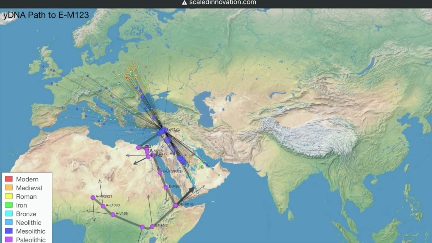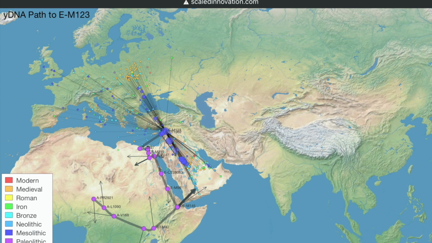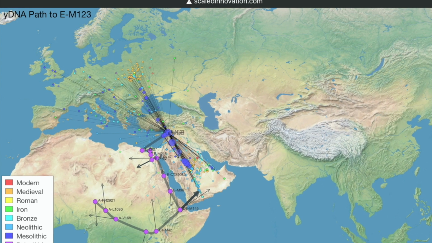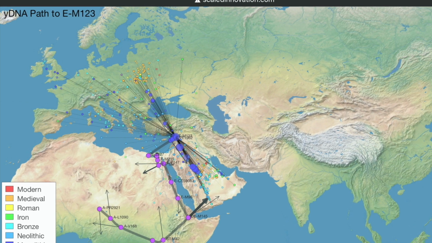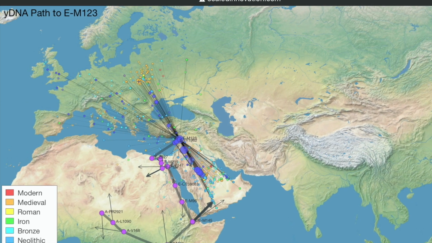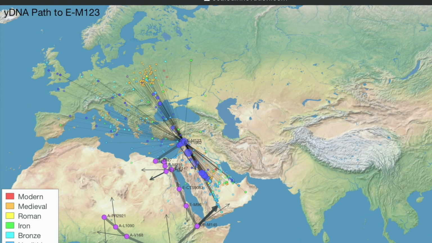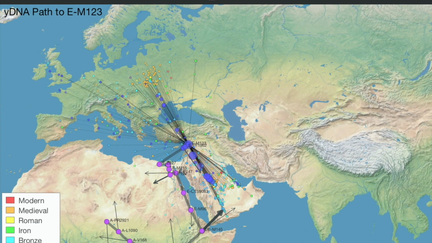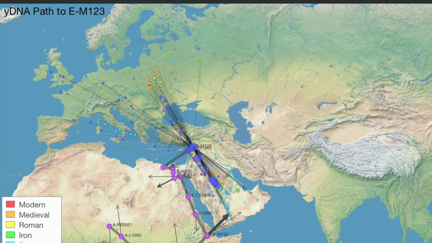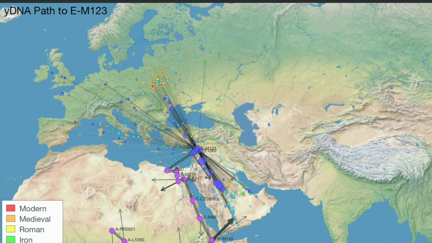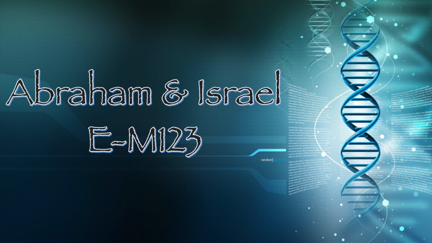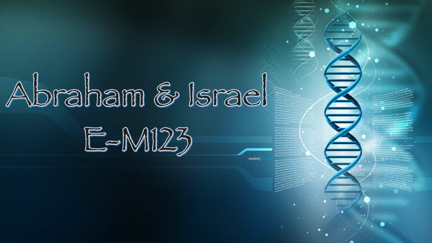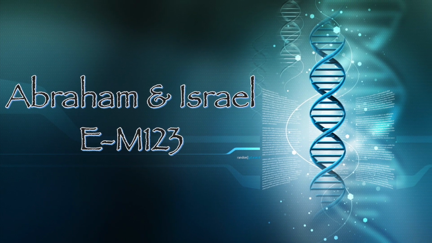Also, if you type in SNP Tracker E-M123, you'll see an even split of E-M123 within the Middle East, highest in the Arabian Peninsula, but also throughout the Mediterranean and Europe and parts of Africa. And the split seems to occur within the Levant, with groups going south into the Middle East and groups going north into the Mediterranean. With all of that being said, Abraham and the Israelites could be a downstream of E-M123.